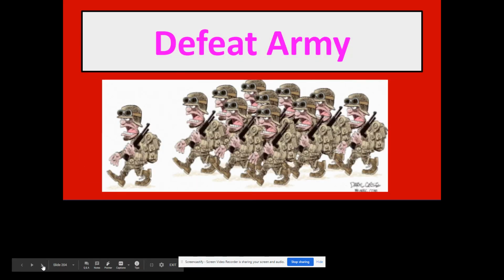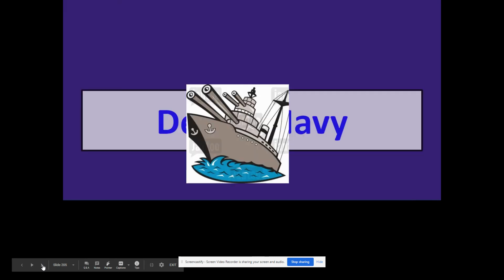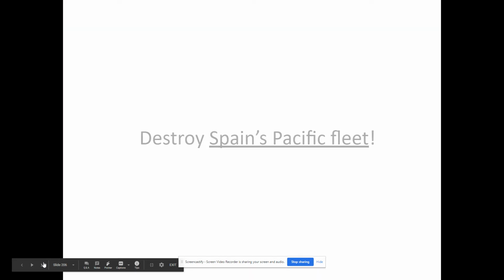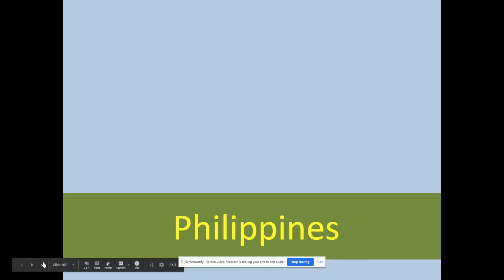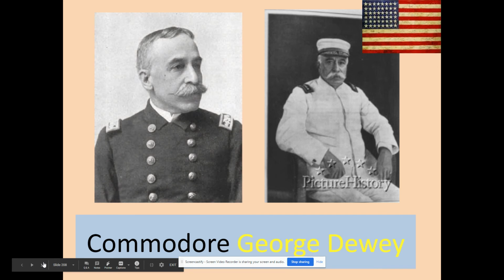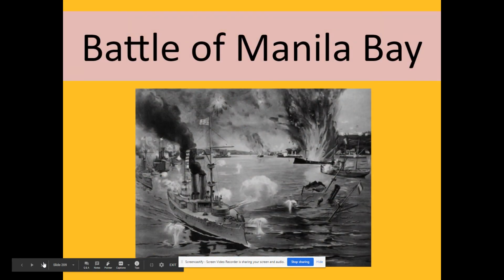Now, to win a war, you have to defeat the army of the enemy. But you also have to defeat the Navy, which is what was by the Philippines. So we need to destroy Spain's Spanish fleet. Well, there we were. We go to the Philippines. Commodore George Dewey, the head of our Navy squadron, is right outside of Manila Bay, Manila being the capital of the Philippines. And he comes on in and attacks the Spanish fleet.